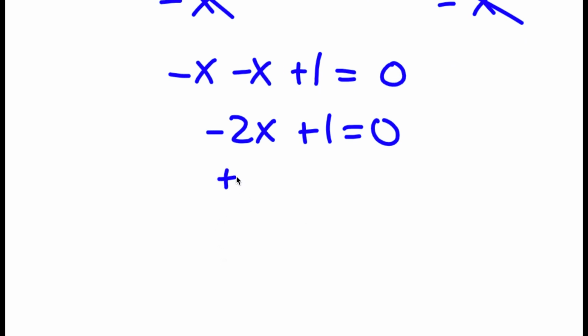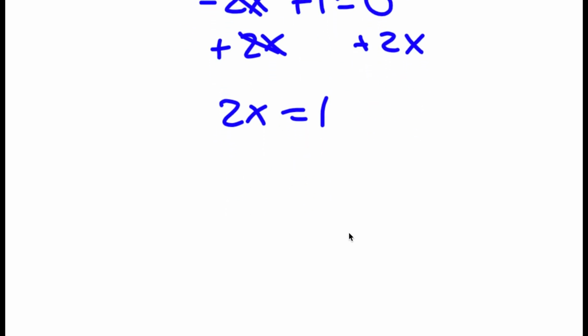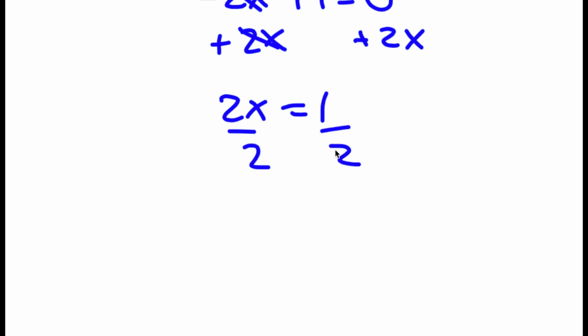Meaning now I can add 2x on both sides. So then these two cancel out and I get 2x is equal to 1, meaning x is equal to 1/2.